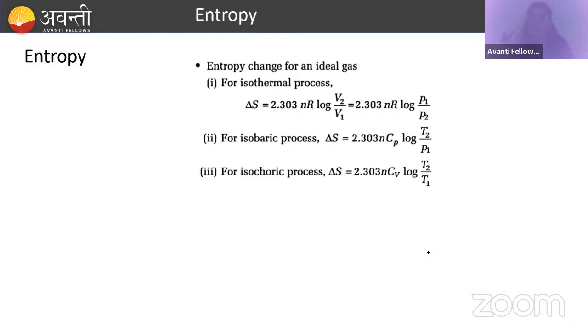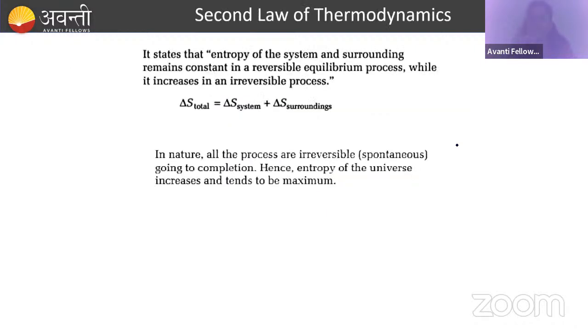When we relate this entropy change for an ideal gas for an isothermal process, isobaric process, and isochoric process, we can calculate the entropy by using these equations. You need to remember these equations. If in the reaction we are given the final volume, initial volume, pressure and temperature, then we can easily find the entropy change for that given change of a system or process.